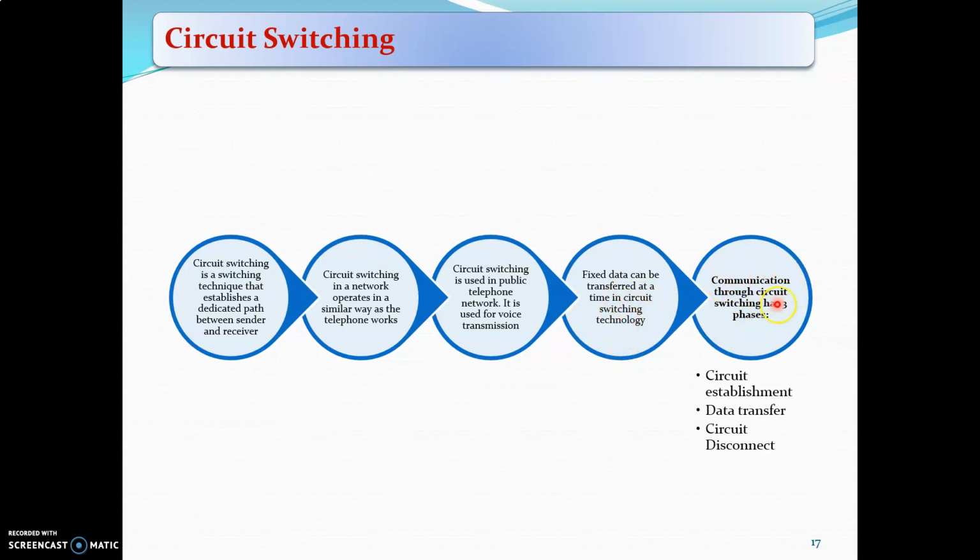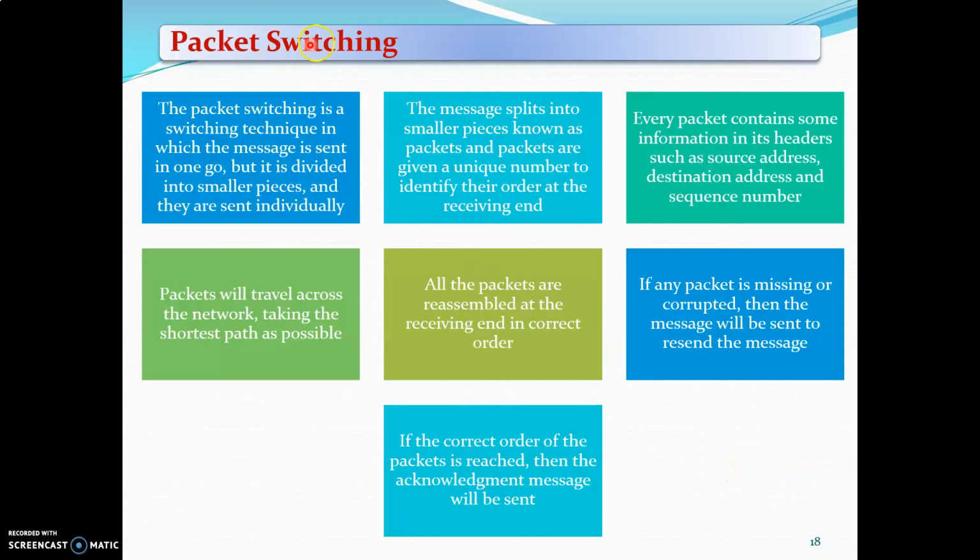Communication through circuit switching is in 3 phases. The first one, circuit establishment. Second, data transfer, which is the sender to receiver process. The third one is the circuit disconnect, the call disconnection. It is the circuit switching process. Next one is packet switching.